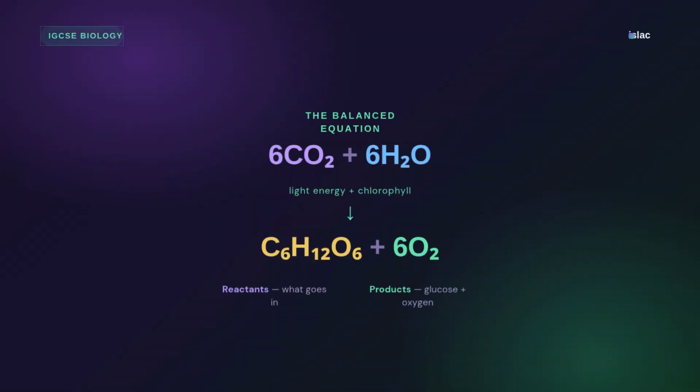We can sum the whole process up in one balanced equation. 6 molecules of carbon dioxide plus 6 molecules of water, in the presence of light energy and chlorophyll, produce 1 molecule of glucose and 6 molecules of oxygen. Learn this equation carefully, the reactants on the left, the products on the right, because it comes up again and again in exams.